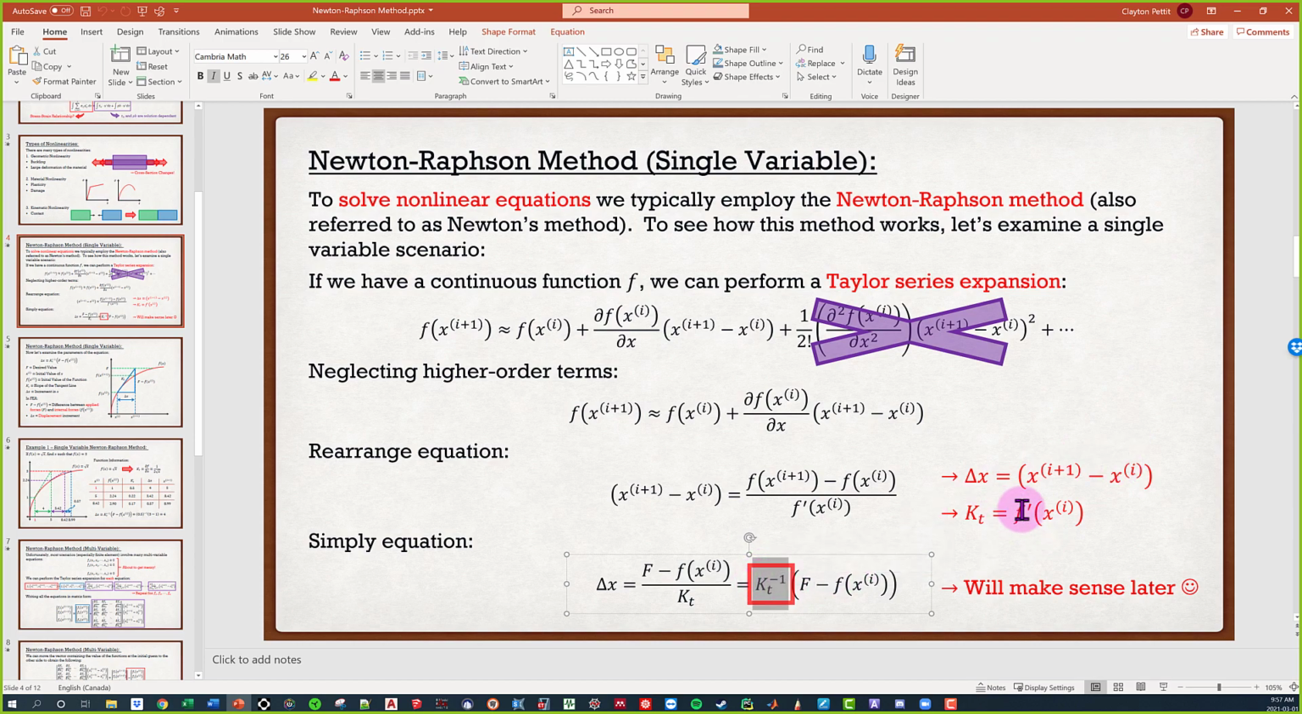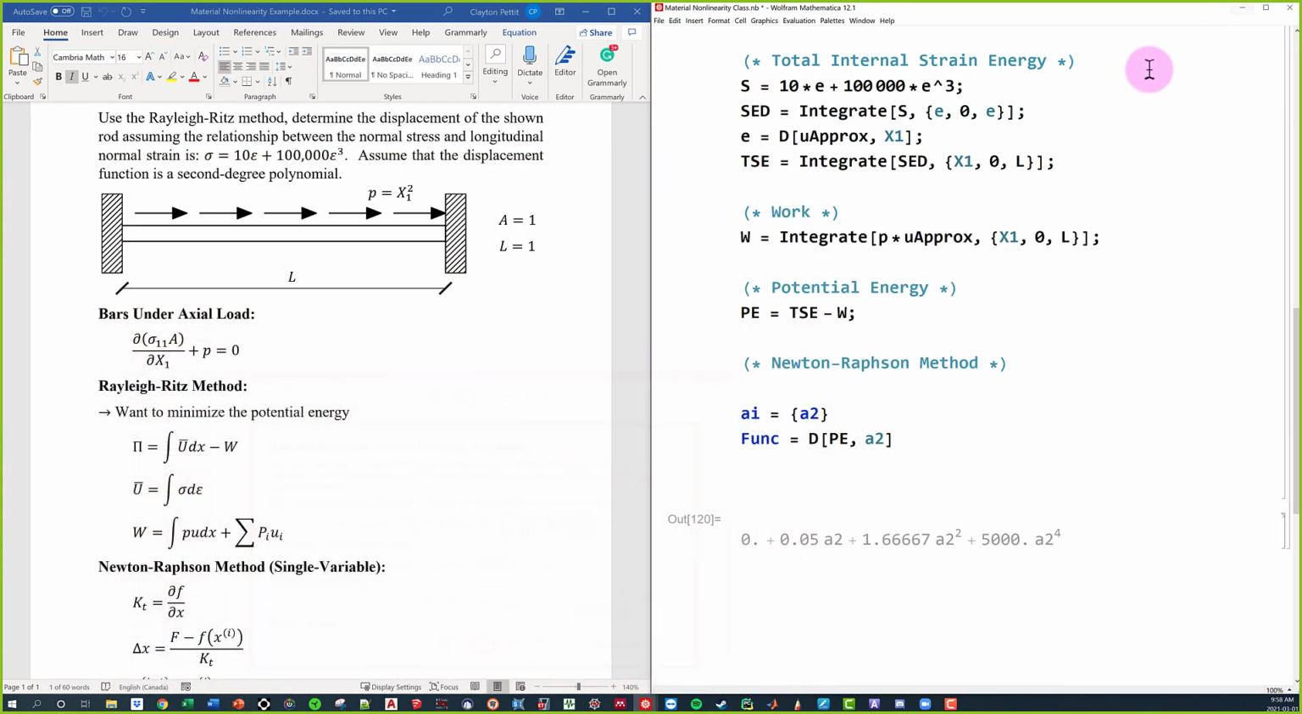So we need to solve for KT. Now KT in a multivariable case is that matrix. But for a single variable case, it's nice and simple. KT is simply the derivative of the function that we're interested in. This is why I defined my function right here, because what I can do is say KT is simply going to be the derivative of that function. It's going to be the derivative with respect to A2. So hopefully that makes sense to you guys. Now I have absolutely everything I need in order to start my iterations.